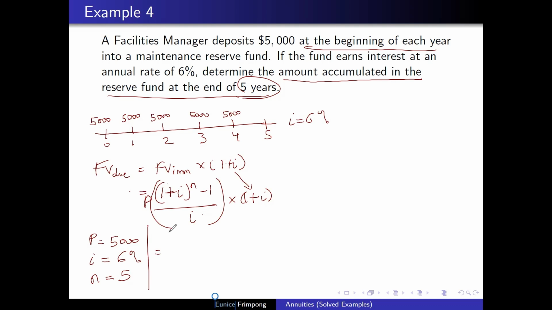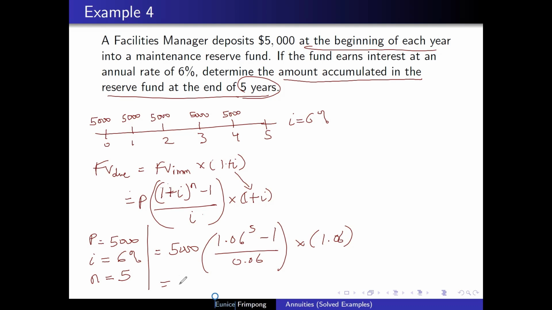Here I have P being 5,000, 1.06 to the power 5 minus 1, all over 0.06, times 1.06, okay? So what you do is that you fix all of these in your calculator, and then you strive to get the final answer.